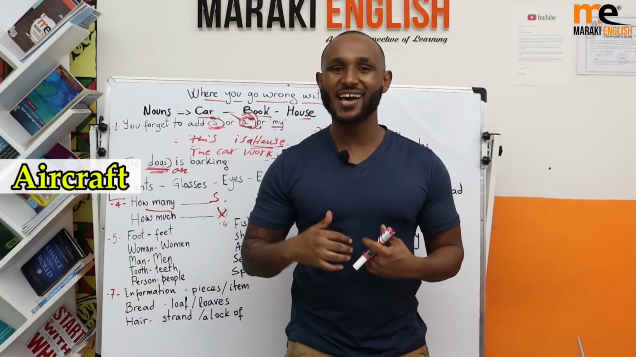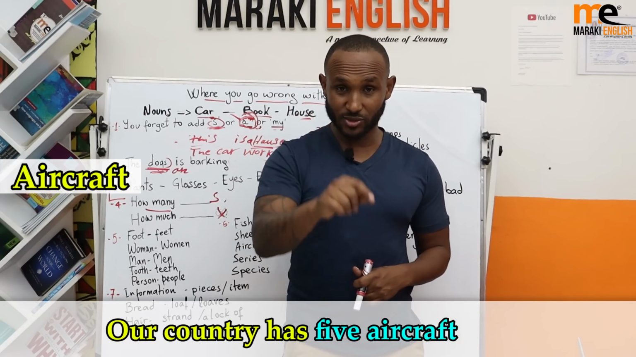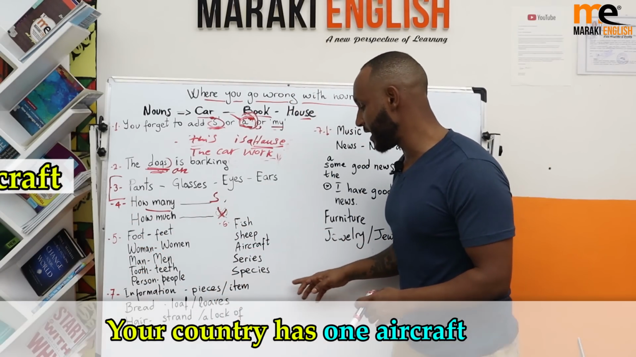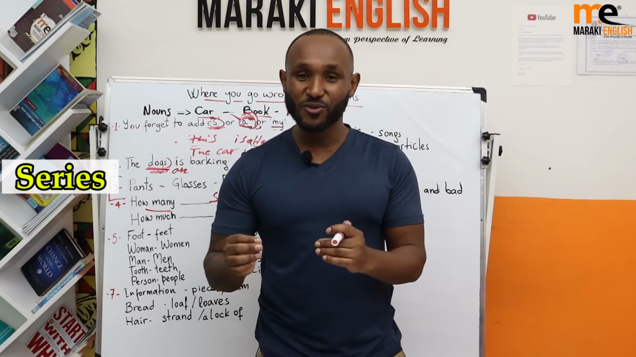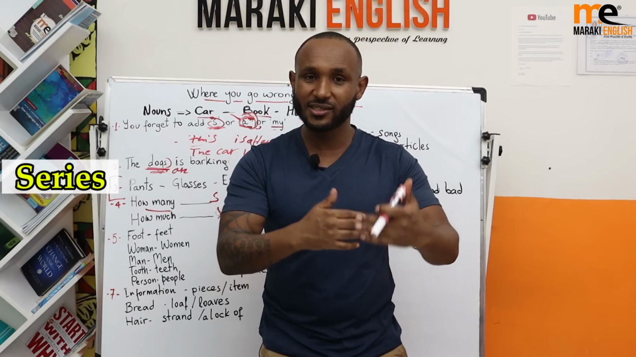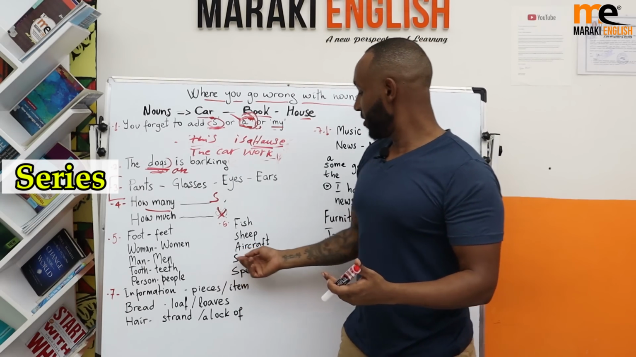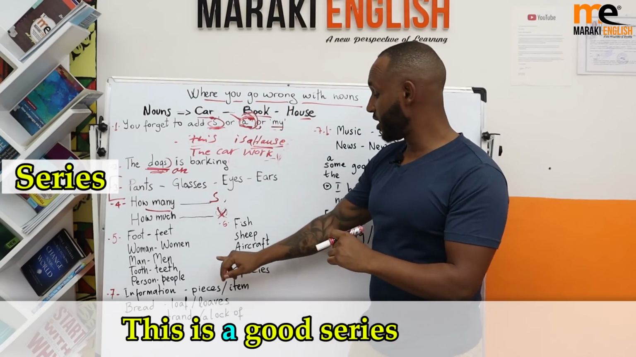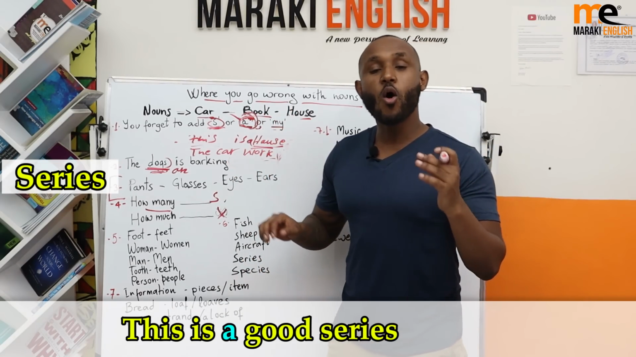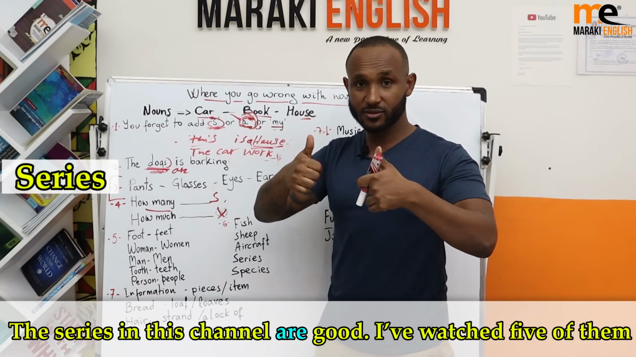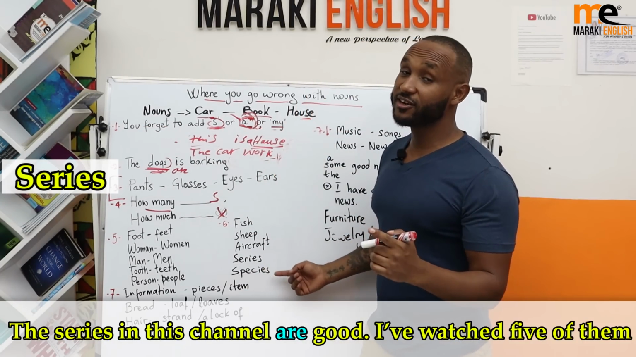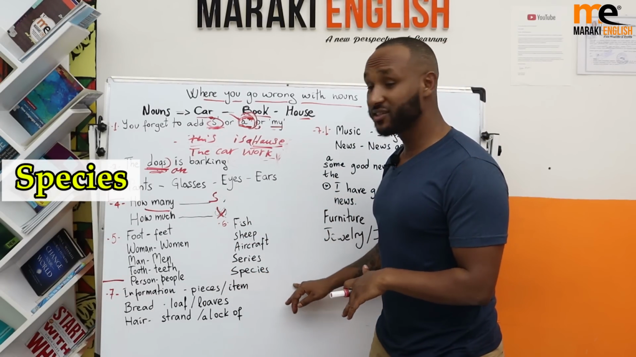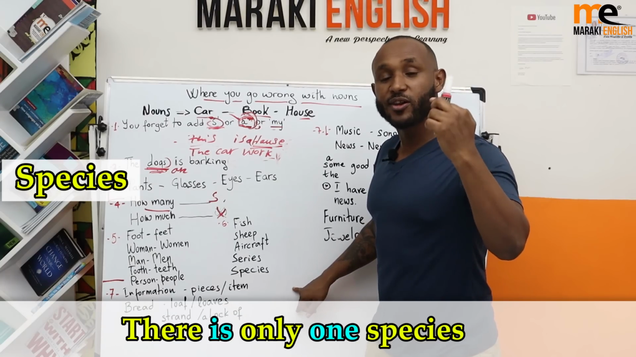Aircraft. Our country has 5 aircraft. Your country has 1 aircraft. Whether they're 1 or many, aircraft stays the same. Series. Series are books or movies that are the same, and they have different parts, and they come one after the other. So if I'm talking about a documentary, I could tell you, wow, this is a good series. A good series, okay? All the series in this channel are good, okay? I've watched 5 of them. So series doesn't change. Species. Species, whether you have many or 1, still stays the same. There is only 1 species.